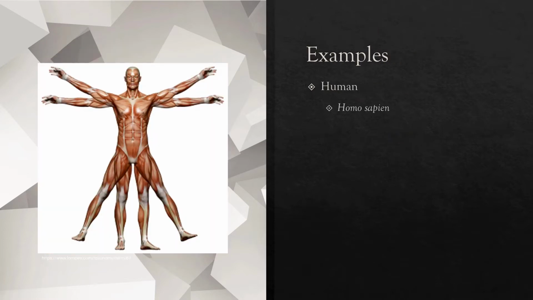I now want to go into some examples of plants and animals with their taxonomic names. One name that many people will know is that of the human, or Homo sapien. The genus is Homo and the species name is sapien.